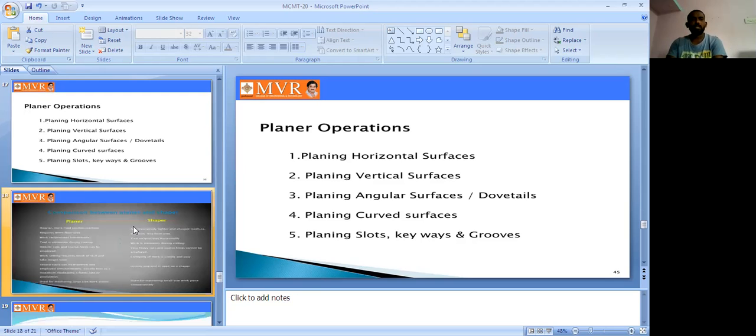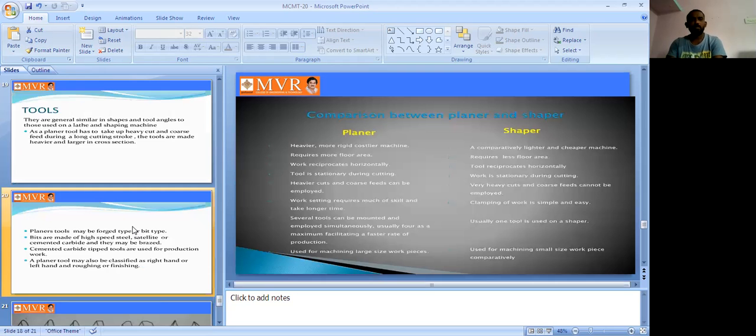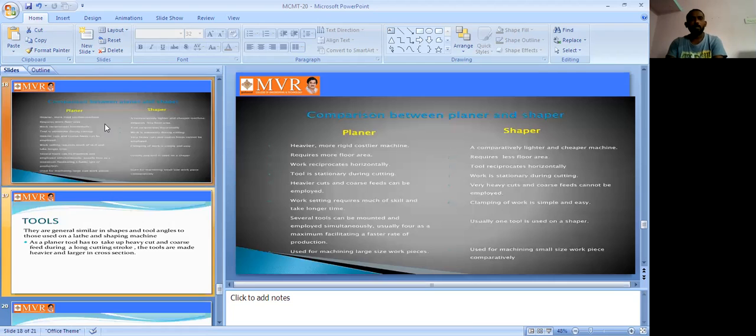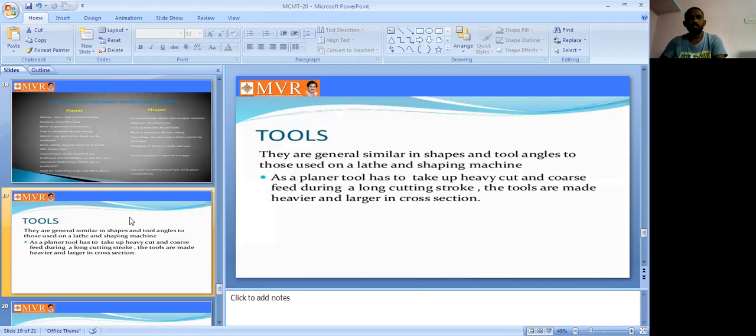Next one is the comparison. Comparison is very important. What is the comparison between planer and shaper? But before that, we can go for the tools. Tools are very important. In these planing machines, we can do a number of operations.